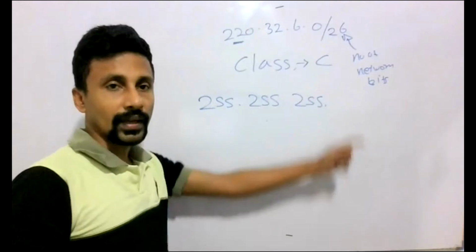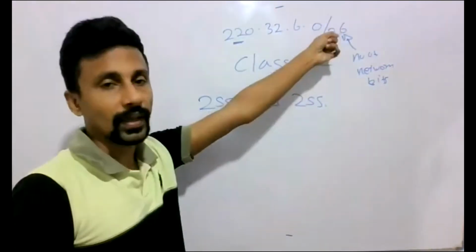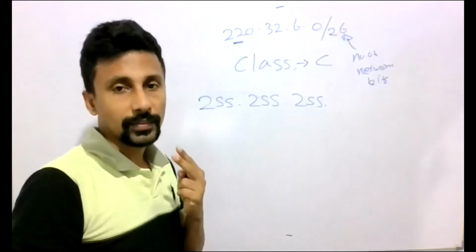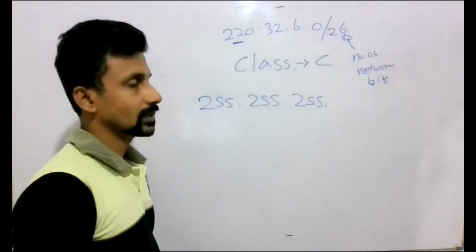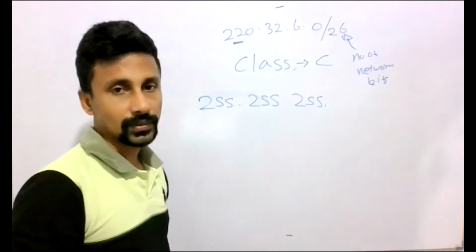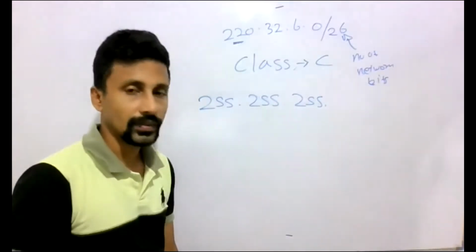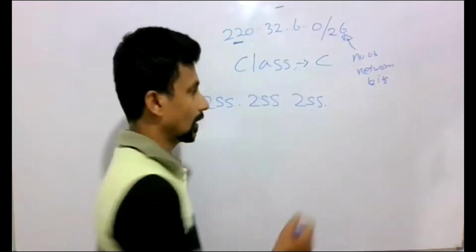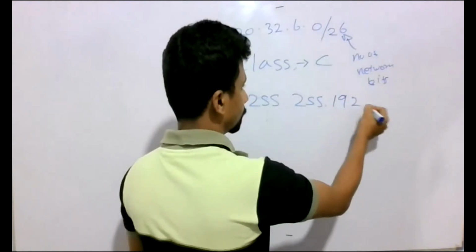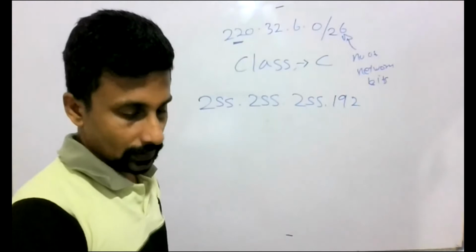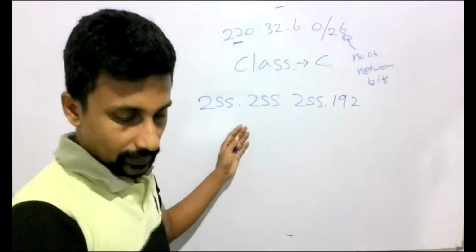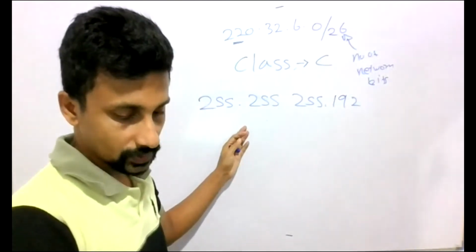Another 2 we have to take from the host part. Host we are taking 2 bits. Bit දෙකක් අරන් තියෙන host වලින්. So 2 bits means 1 1 you are getting, others are 0. So 1 1, when you convert it to decimal you get 192. This is the mask or subnet mask.